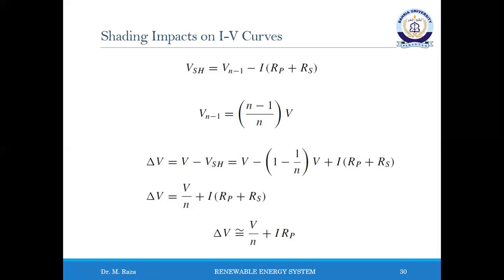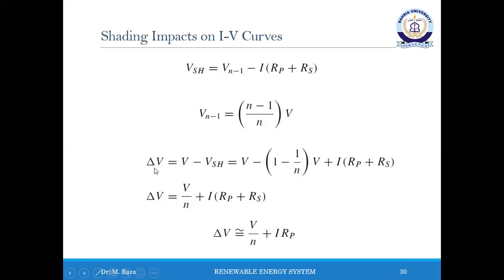With all n cells in the sun and carrying I, the output voltage was V. So the voltage of the bottom n-1 cells will be V(n-1), which is (n-1)/n times the voltage V of the terminal when all the cells are in the sun. The drop in the voltage at any given current I caused by the shaded cell is given by V minus VSH, which is abbreviated as delta V.